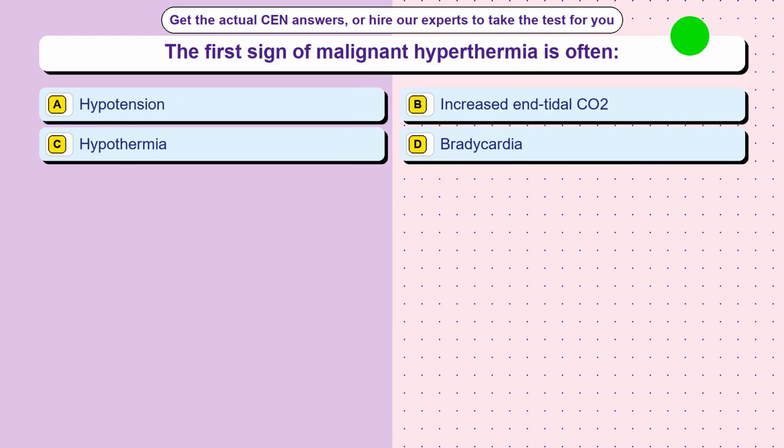Question 10. The first sign of malignant hyperthermia is often: Option A, hypotension. Option B, increased end-tidal CO2. Option C, hypothermia. Option D, bradycardia.